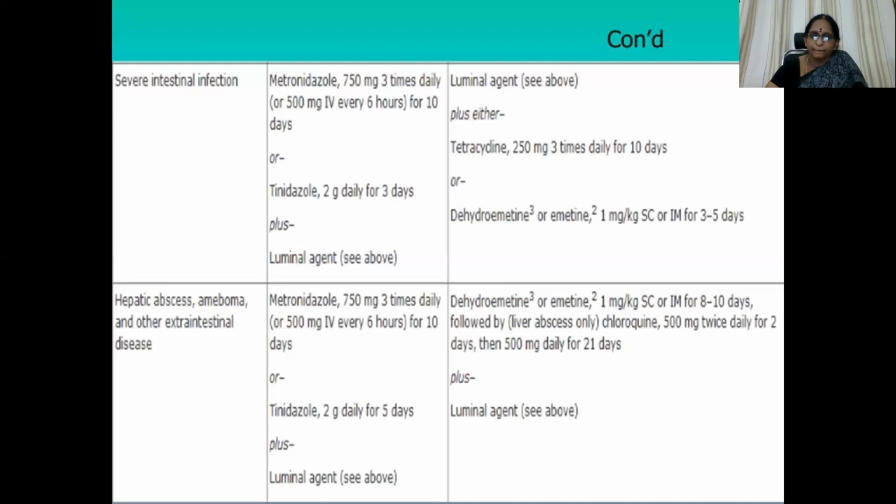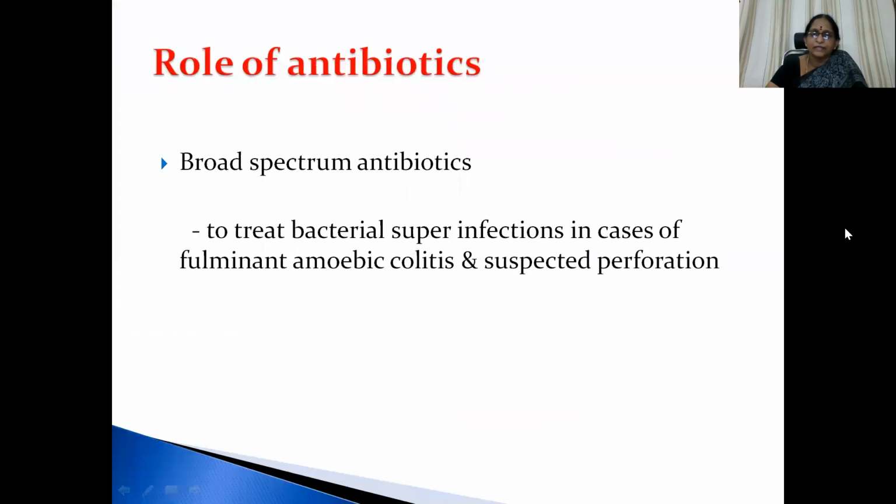Hope you got it. Then the alternate regimen is dihydroemetin or emetin 1 mg per kg subcutaneous or IM for 8 to 10 days. And for hepatic abscess, you need to go for chloroquine as we discussed in the earlier slide, 500 mg BD for 2 days, then 500 mg daily for 21 days, along with a luminal agent to completely eradicate the infection.